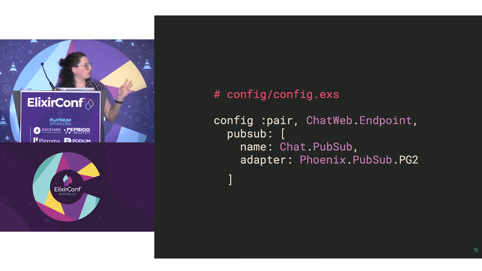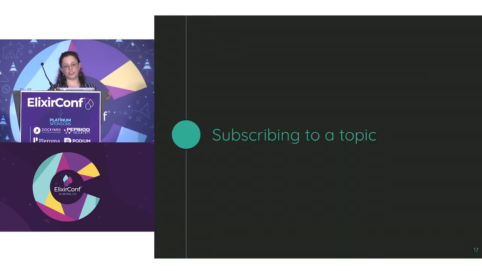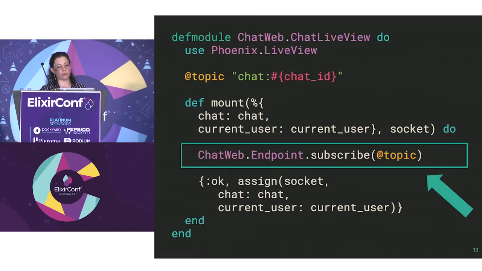Now that we are assured that our PubSub server will be up and running and that we can interact with it via our endpoint module, let's teach our LiveView processes to subscribe to a shared chat room topic. When should a LiveView process start subscribing to a chat room topic? I think it should happen as soon as the process starts up, so we're going to leverage the LiveView's mount function to hook into this moment in time. In the mount function, we will subscribe to the chat room topic, which we're just specifying as chat colon chat ID, via the PubSub subscribe/3 function. So that's really it. Now all of our LiveView processes, when they mount, are going to subscribe to this chat room topic, and we're ready to start broadcasting messages.